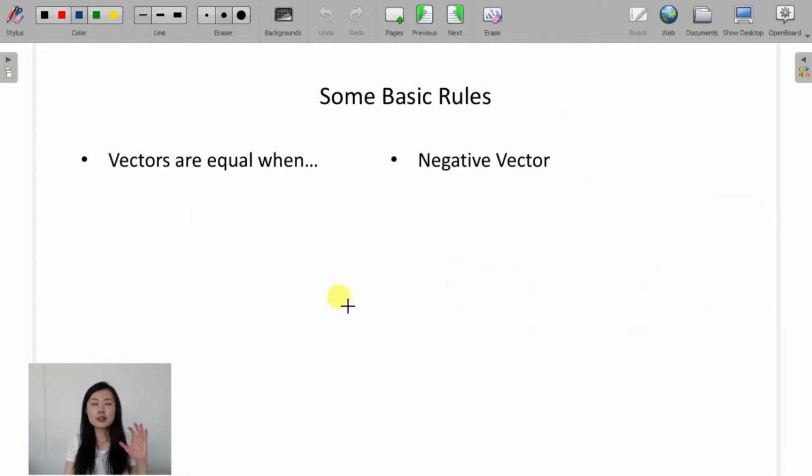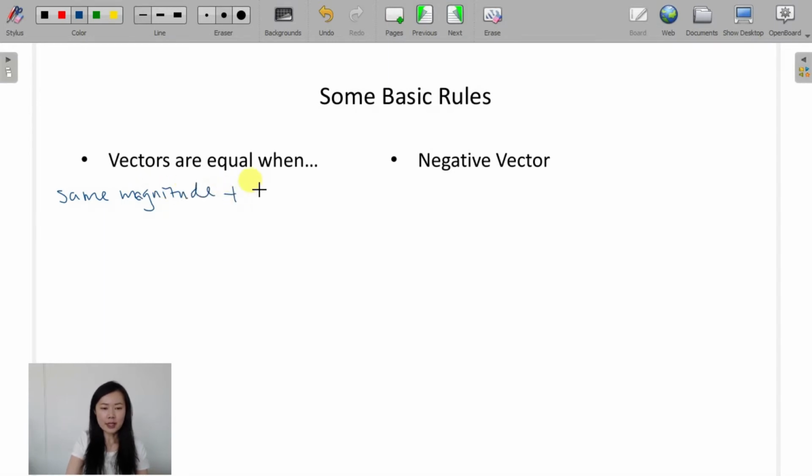Before we start manipulating vectors, you have to understand how they operate, when they're equal, and how you get the negative vector. So vectors are equal essentially if you imagine you have an arrow and then you keep copying and pasting, those are always equal. So what we're after here is same magnitude and same direction.